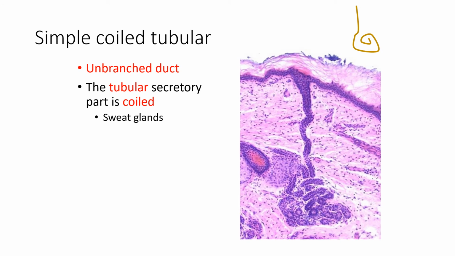Then going on to simple coiled tubular, where again you have an unbranched duct and the tubular secretory portion is coiled. This you see in sweat glands. Now, because of the coiling, when you take a cross section like what you see here in the H&E section, you see longitudinally cut tubes, and also the tube cut in cross section, circles and sort of ovoid areas. That is because this is a coiled tubular part of the secretory part.